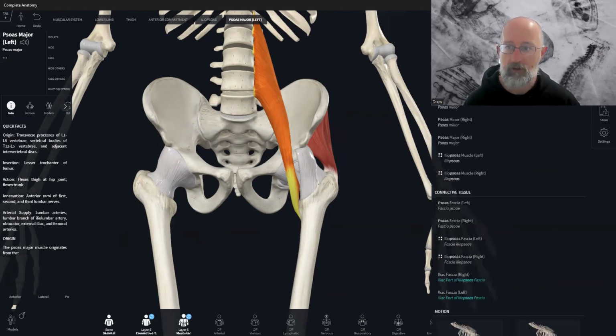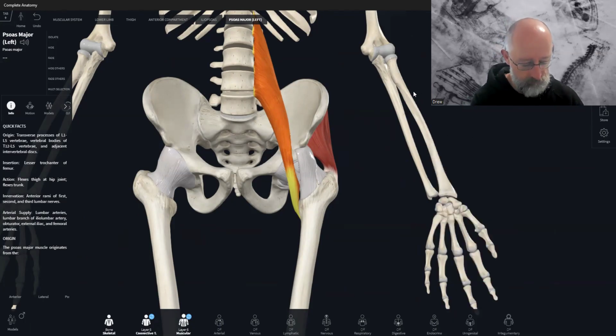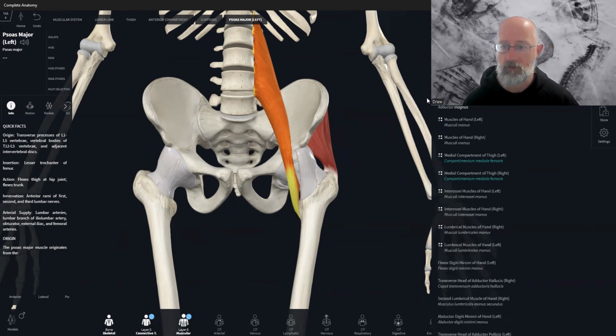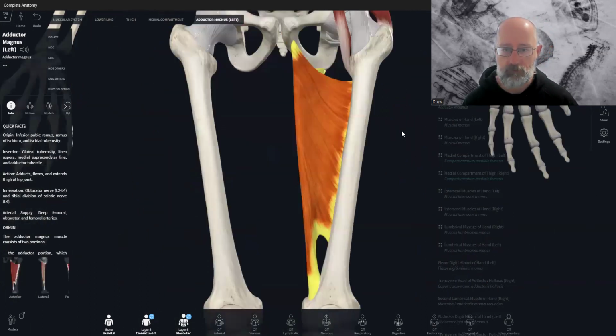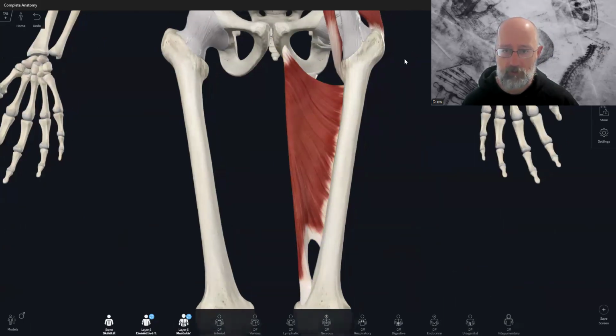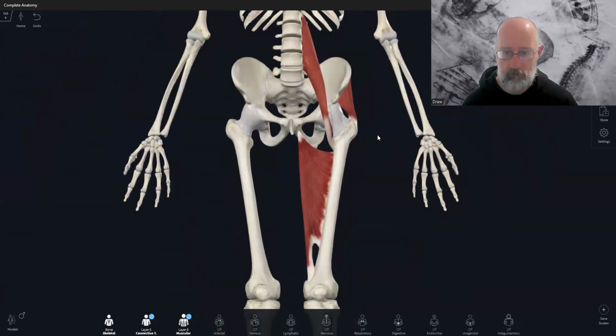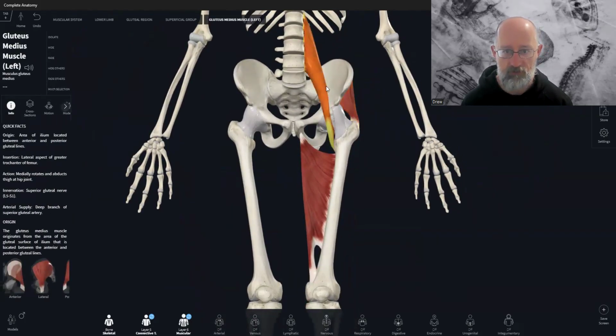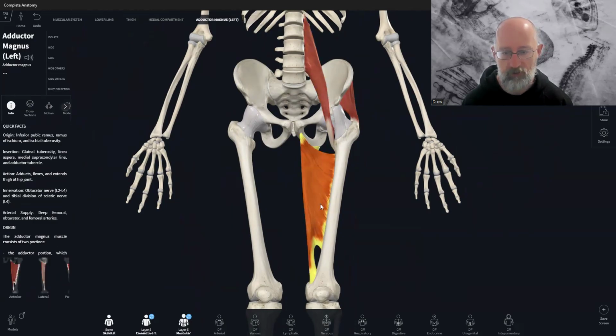Okay. And then your adductors. Let's have a look. Adductor, let's go magnus, because it sounds cool. Adductor magnus on the left. Okay, so if you want a good, nice stable hip joint, you want glute medius, psoas, and adductor. There are 7 adductors. Let's just say adductor magnus.